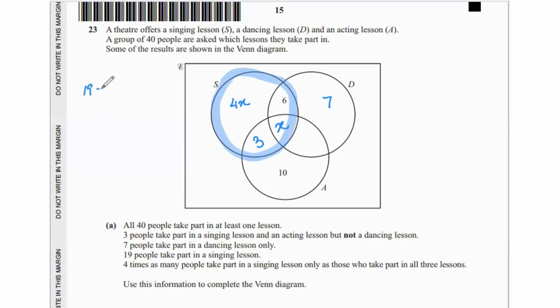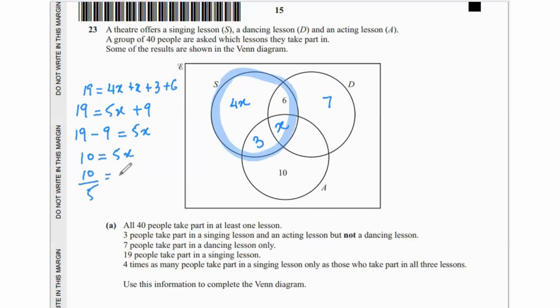So 19 equals 4X plus X plus 3 plus 6. That's going to be 5X plus 9. Take 9 to the other side. So 19 minus 9 equals 5X. That's 10. 10 divided by 5 is X, and that's going to be 2. So that means this is going to be 8. This is going to be 2.